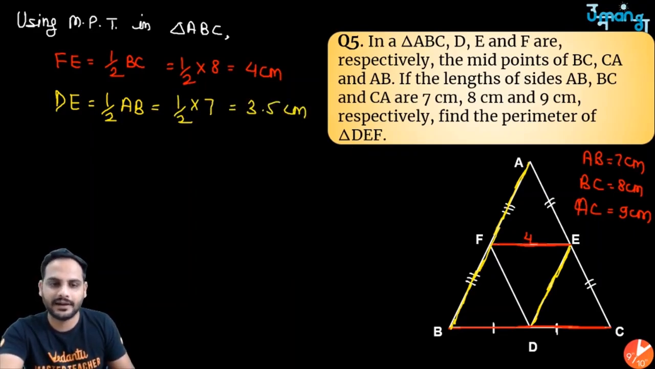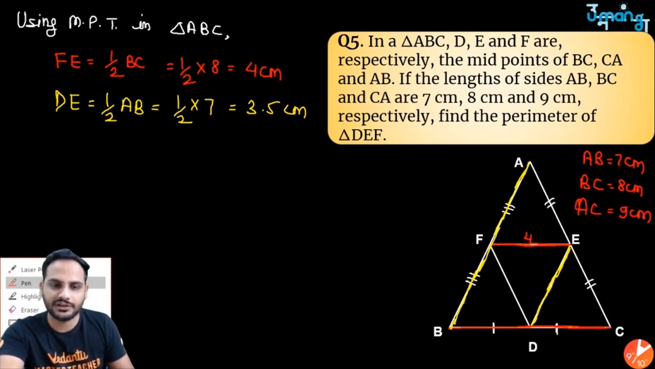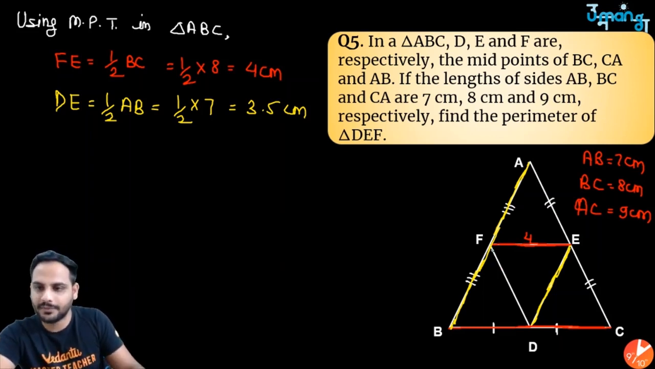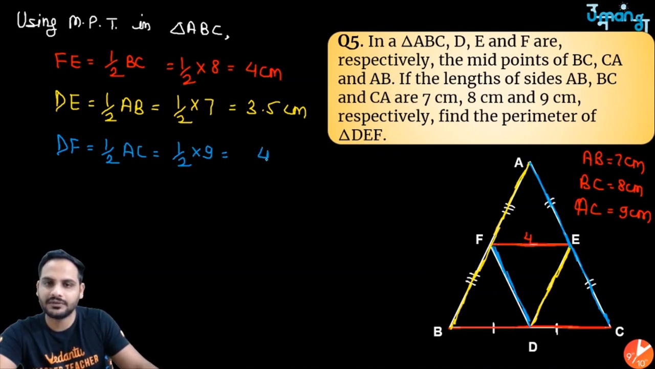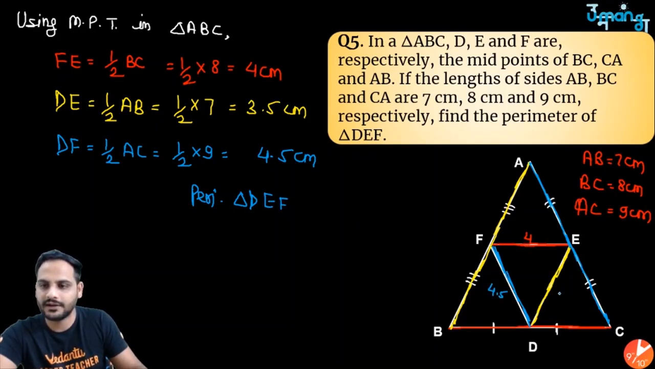Right? Correct? And then again using midpoint theorem in this part, DF and AC. DF और AC को देखो तो I can say sir DF will be equal to half of AC, that is half of 9 centimeter, which is 4.5 centimeter. So now I can say sir perimeter of triangle DEF, ये 4 है, this is 4.5 and this is 3.5.